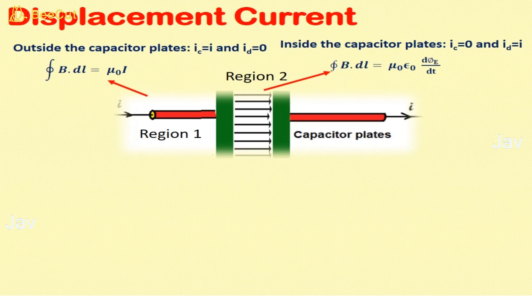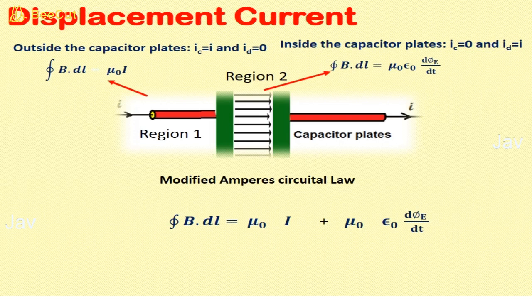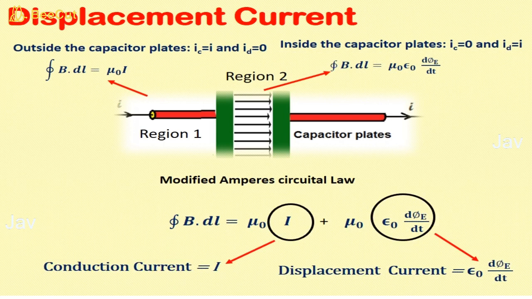So two types of current flow through a circuit: conduction current and displacement current. In region 1, the current that flows is called conduction current, and in region 2, the current that flows is called the displacement current. Therefore, the modified Ampere's circuital law is line integral over the closed path of B dot dl is equal to mu 0 I plus mu 0 epsilon 0 d by dt of phi E, where I is called the conduction current and epsilon 0 d by dt of phi E is called the displacement current.